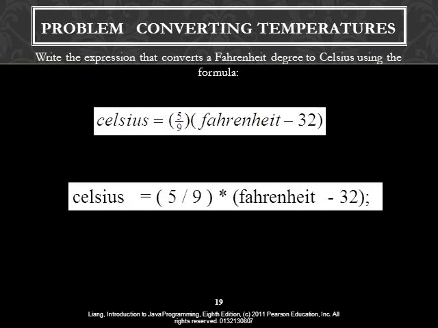Well, the problem lies in 5 divided by 9. Both of those are integers. And when I do an integer division, I have no fractional part or no decimal parts, so 5 divided by 9 will be 0, and everything else will be multiplied by 0, so my result is wrong. We will see after a couple of new slides here what we can do about this.